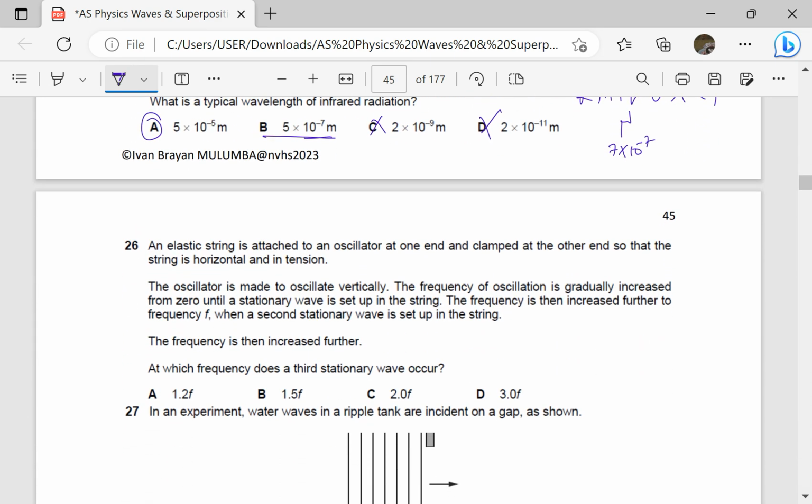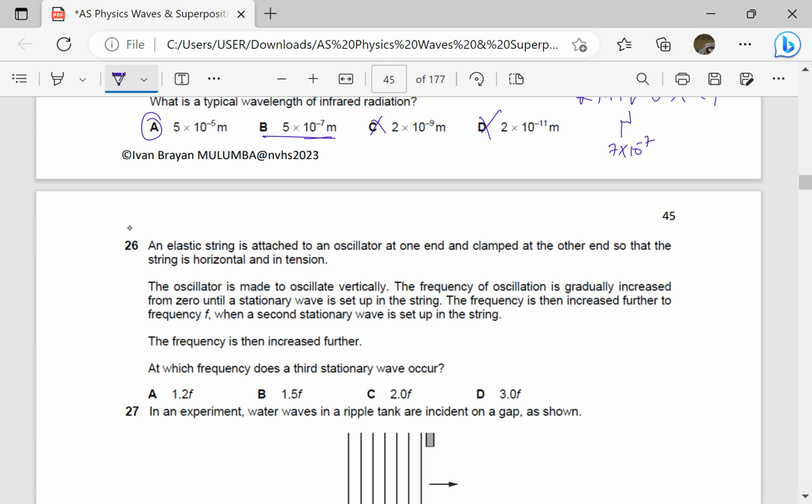An elastic string is attached to an oscillator at one end and clamped at the other end, so that the string is horizontal and in tension. The oscillator is made to oscillate vertically. The frequency of oscillation is gradually increased from 0 until a stationary wave is set up in the string. The frequency is then increased further to frequency f when a second stationary wave is set up in the string. The frequency is then increased further. At which frequency does a third stationary wave occur?